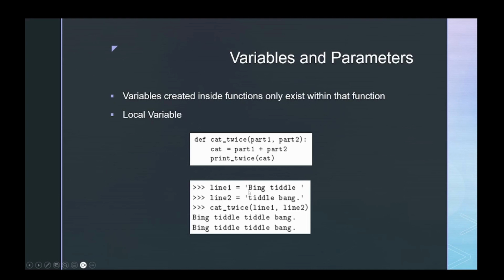So here I've got line 1, I've got a line 2, and I call cat twice, and it's just going to print the value of cat. But if I were to type the word cat here, it would give me an error message.